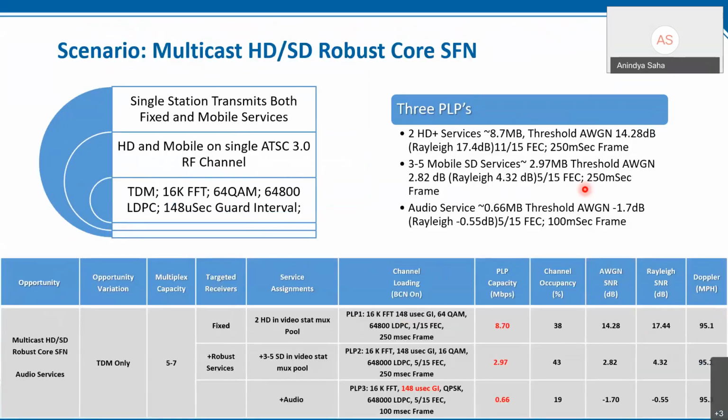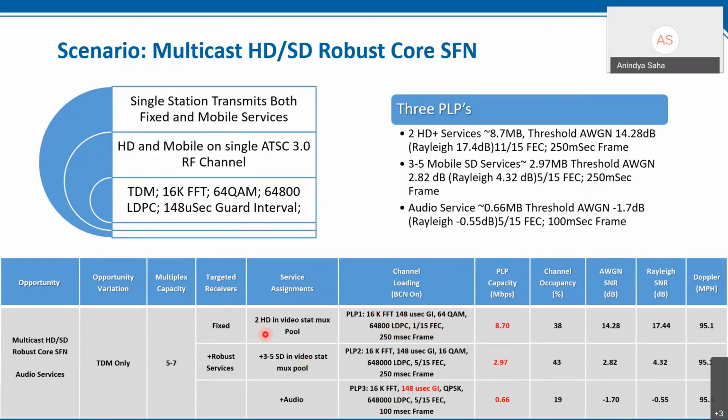Okay, so in this example, this is a different example, and here the broadcaster wants to deliver 3 services. You can see the kind of services. There is a fixed service, which is meant for fixed terrestrial receivers, and then there is a robust service, which is obviously targeted either towards deep indoor or towards mobile. It could be any of these. And you can see how the 3 PLPs are.